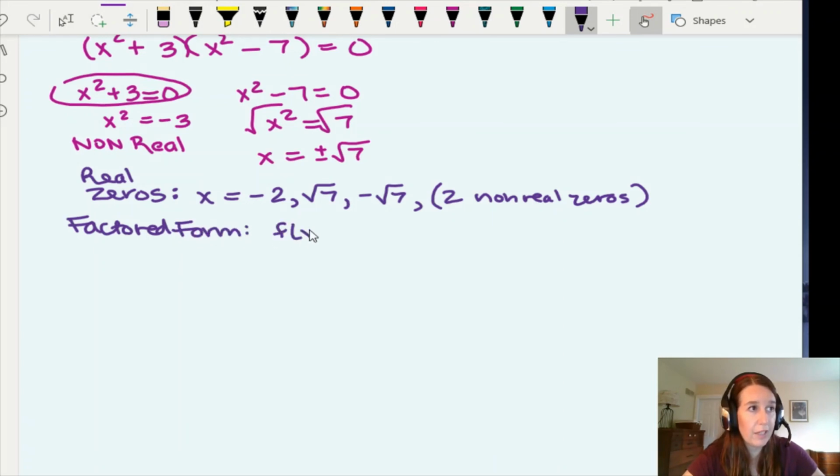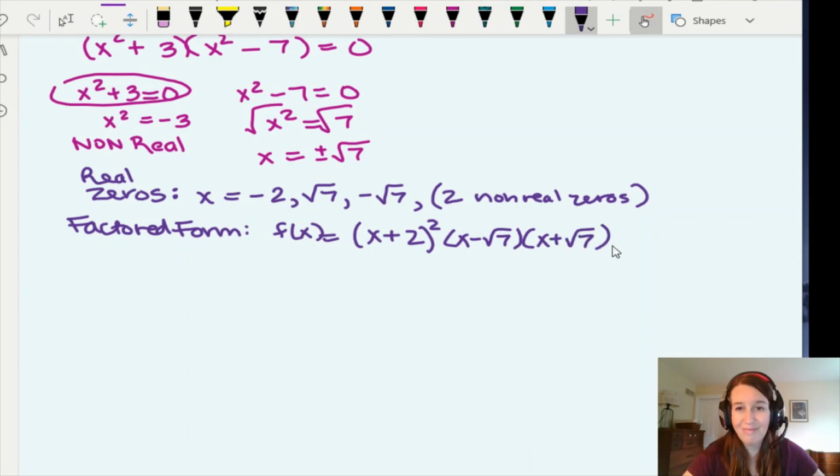So f of x is equal to, let's do the x plus 2 squared, from our first zero. And then we would have x minus square root 7, x plus square root 7. And then we would still have x squared plus 3. Just leave that like that because we don't need to break it down further if we're factoring over the real numbers. So that's our final answer.